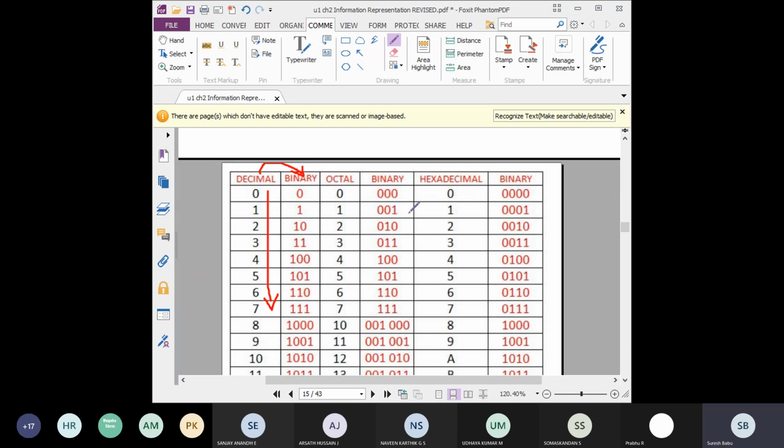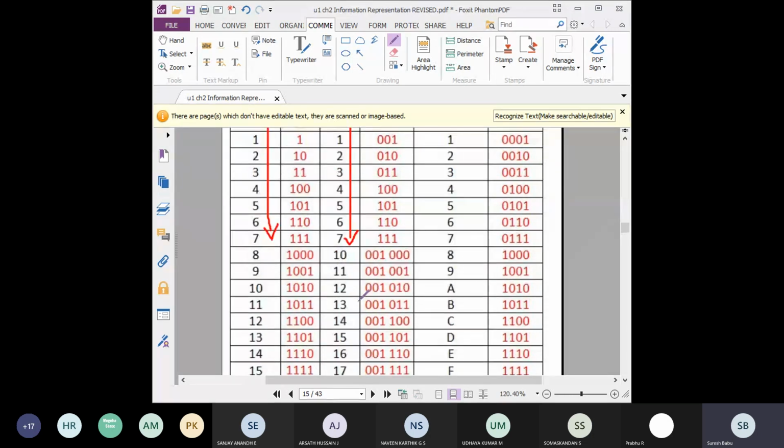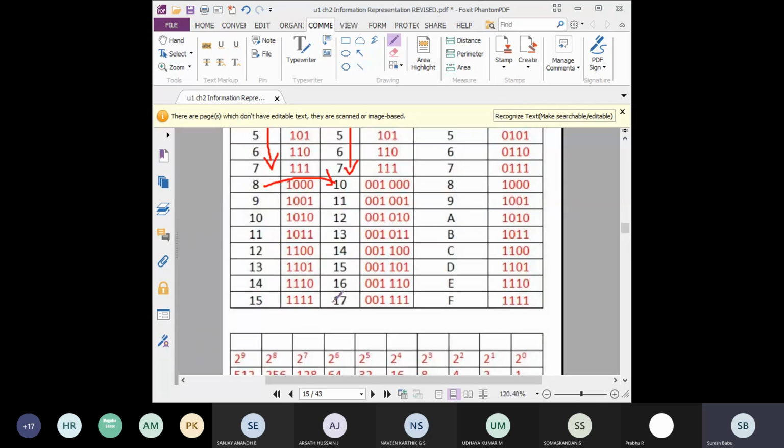Octal means the numbers from 0 to 7, only 0 to 7. Then 8 will be considered as 1 0. Decimal 8 is equivalent to octal 1 0. You can also convert decimal to octal by the division method and you will get the same value, 1 0. Again 9 is 1 1, 10 is 1 2, and like this it repeats. The value 16 will be equal to 2 0. So this is the equivalent octal value.